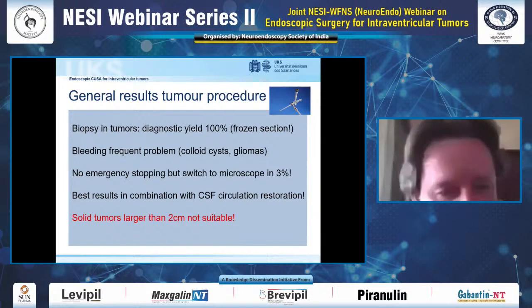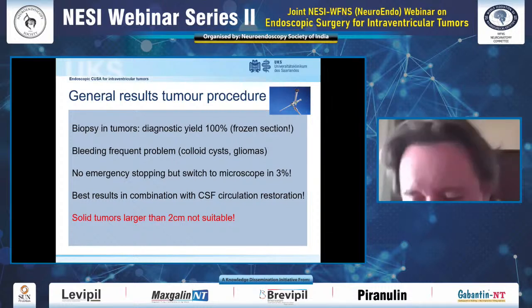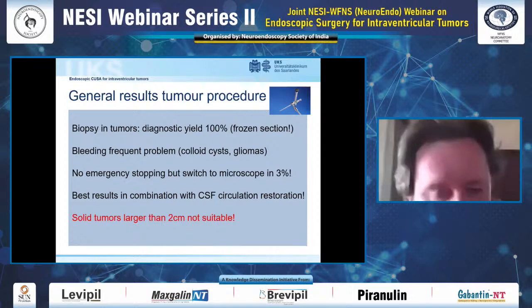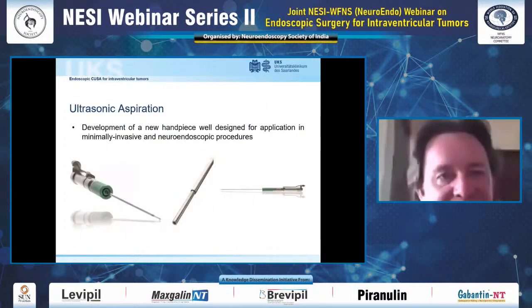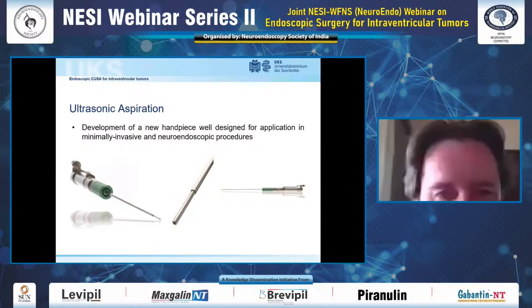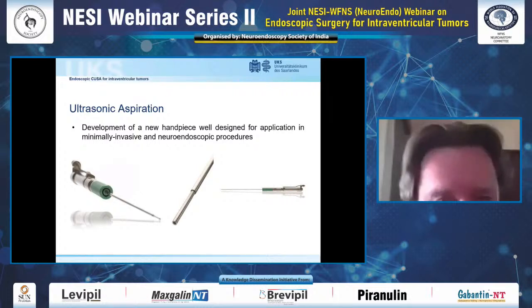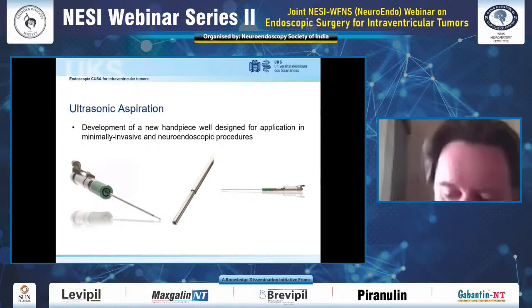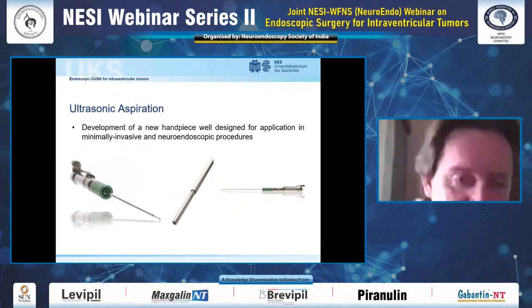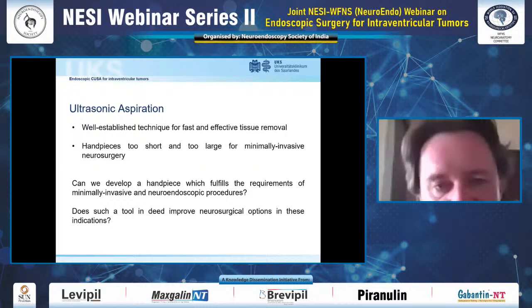As a thumb rule, we use that solid tumors larger than 2 centimeters are not suitable candidates for tumor resection. And this is where we consider that with additional surgical techniques we may widen our indication for a sheer endoscopic technique. The ultrasonic aspirator is such a technique, and I use it in microsurgery basically with all gliomas and all intrinsic brain tumors, but in the endoscope, it's rather challenging.